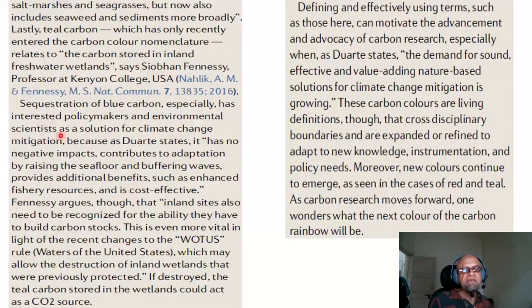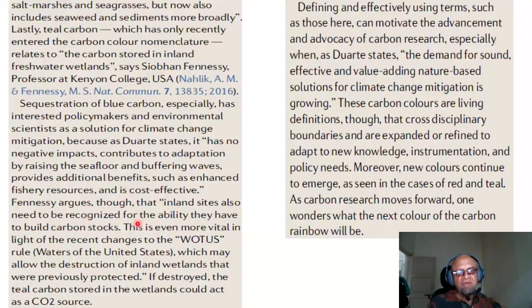Sequestration of blue carbon especially has interested policymakers and environmental scientists as a solution for climate change mitigation because, as Duarte states, it has no negative impacts, contributes to adaptation by raising the seafloor and buffering waves, providing additional benefits such as enhanced fishery resources, and is cost effective. There are additional considerations as well. Blue carbon can also increase oxygen in the water, as already mentioned acts as a buffer to storms and waves, and cleans the water, etc.